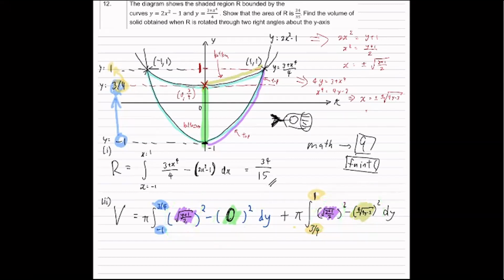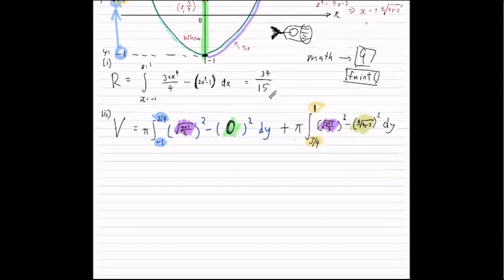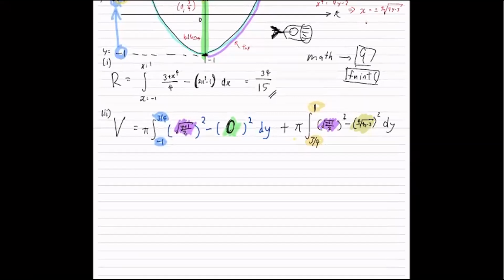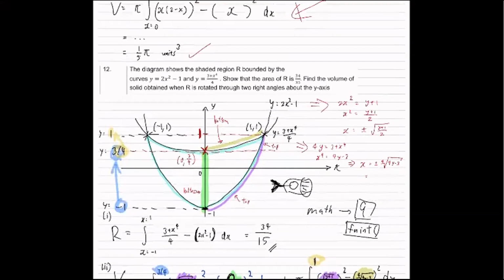Okay, now this one you can just use a GC to calculate. Don't need exact. You get 2.62 units cubed, 3SF. Okay? Okay. GC. Okay, moving on. So the setup is the most important part. The setup is the most important part. I'm not interested in your integration technique now. I want application. Okay? Okay.